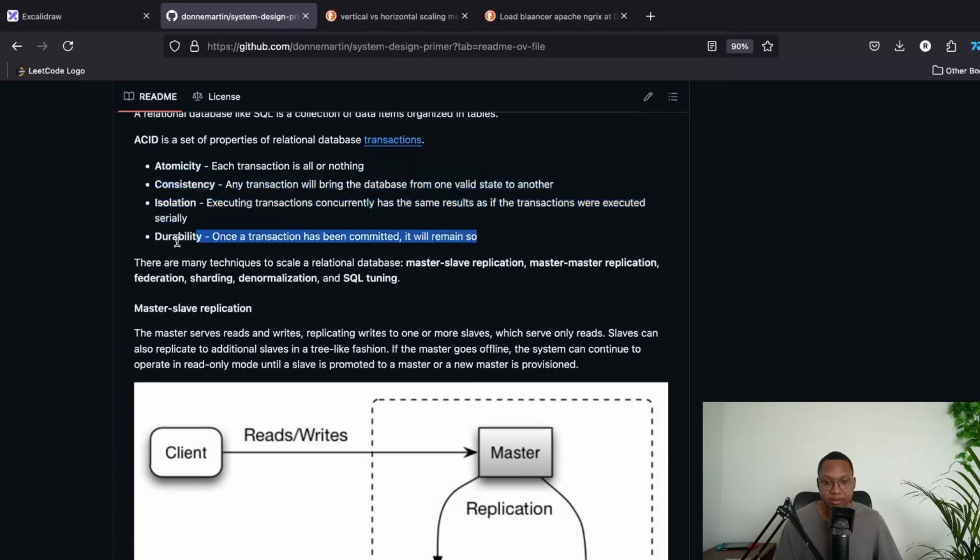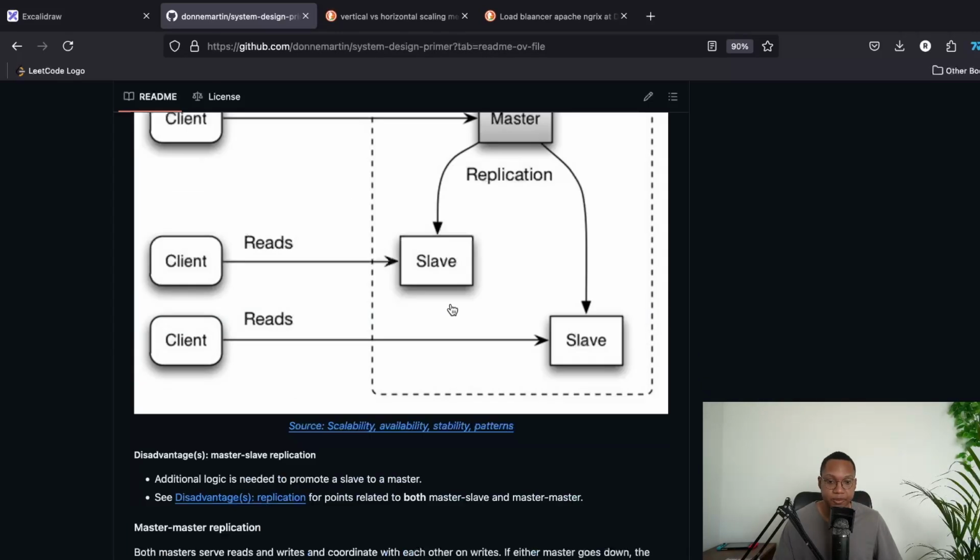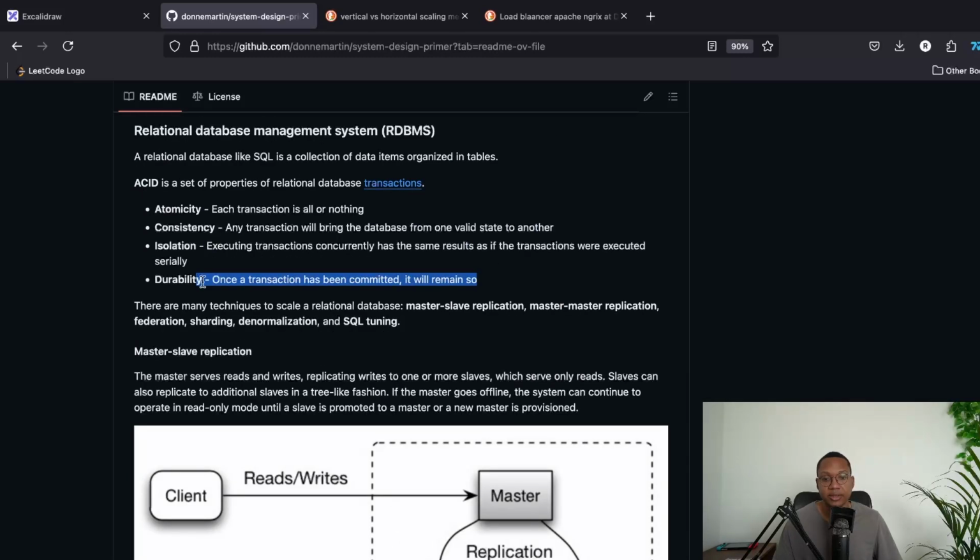And then durability: once it's committed, it will remain so. So this idea that your data is permanent. You can access your data. If you write it to a file, you're going to see it there.